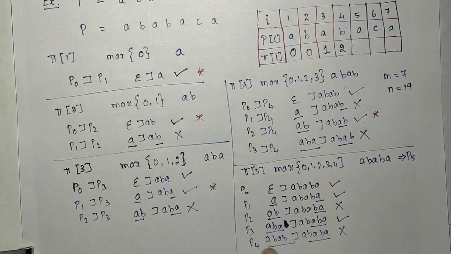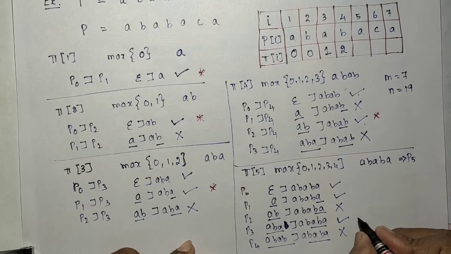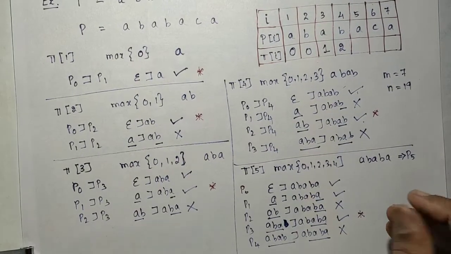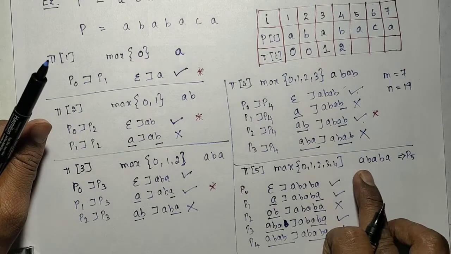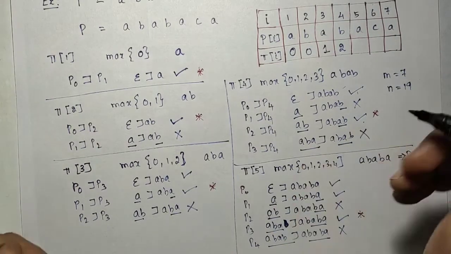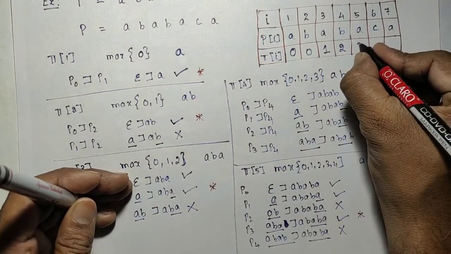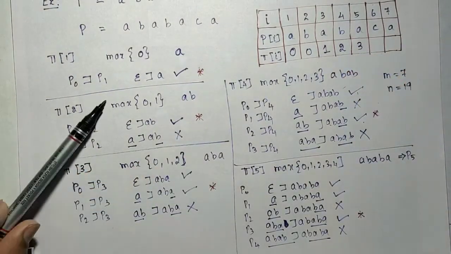Okay, so here the maximum is this one, so I need to choose what? That P3, so the last three characters. The first three characters of this string match with the last three characters. Okay, so that 3 has to be filled in that 5.